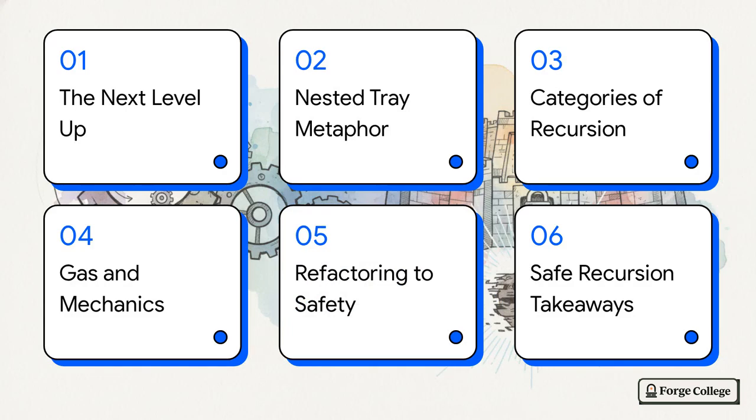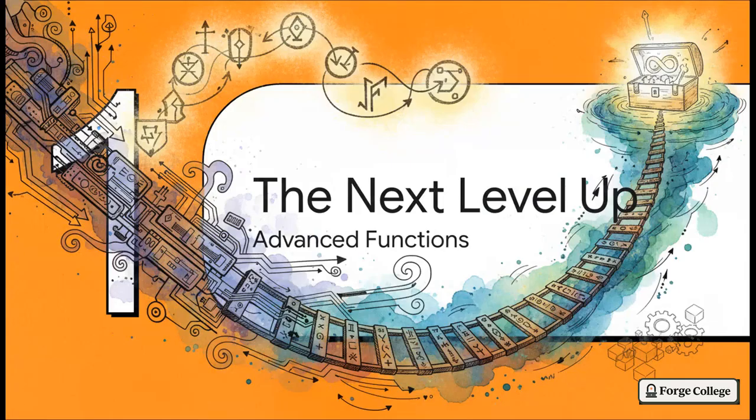We're going to cover the next level up, explore this concept I call the nested tray metaphor, and break down the categories of recursion. Then we'll get into the nitty-gritty with gas, frames, and mechanics, look at refactoring to safety, and finally wrap up with our safe recursion takeaways. Let's jump right in. Section 1.